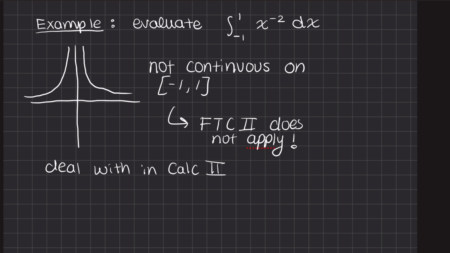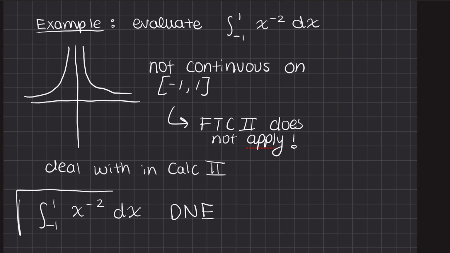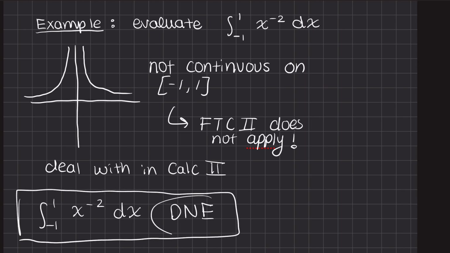There's more to say about this situation, but for now, in this class, we're just going to say that this integral from negative 1 to 1 of x to the negative 2 dx does not exist. It's not going to end up giving us a finite number, but for now we're just going to say it does not exist.